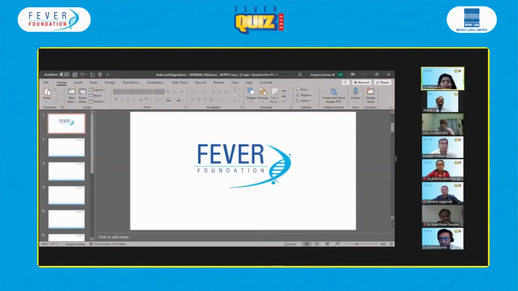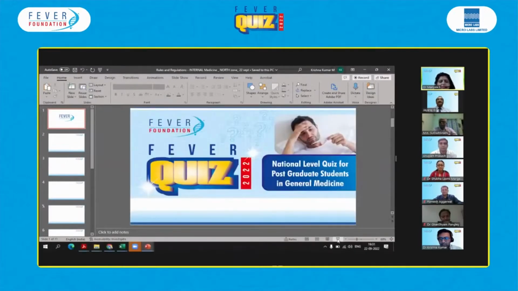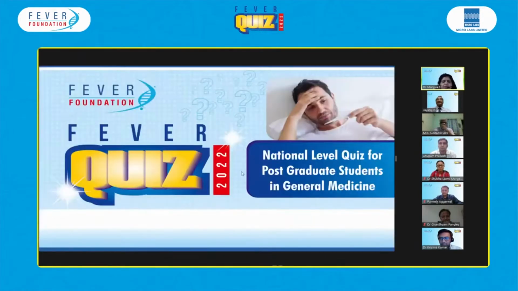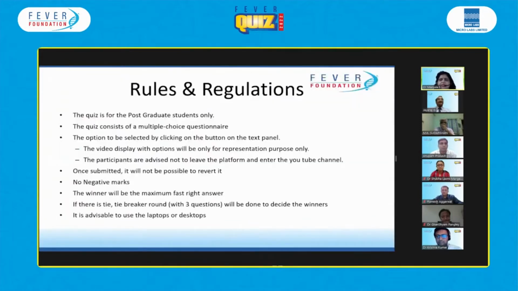So this is a scientific initiative from Fever Foundation. You will be playing for the North Zone today. Next slide. So the rules are: the quiz is only for postgraduate students. The quiz consists of multiple choice questions. There will be 20 such questions in the quiz, and you will have 20 seconds to answer each of them.